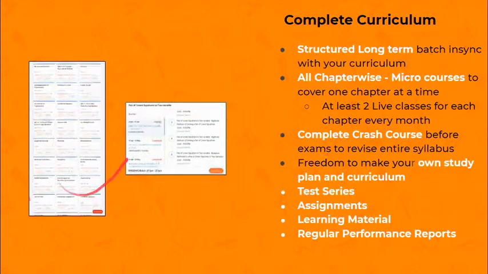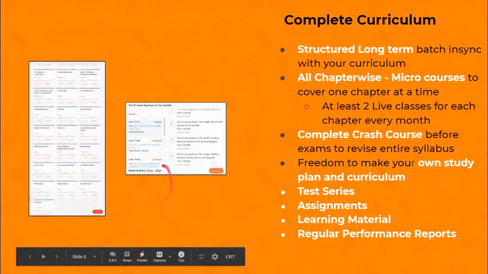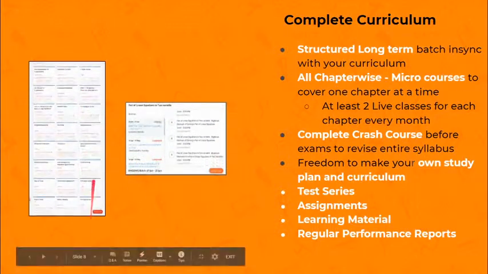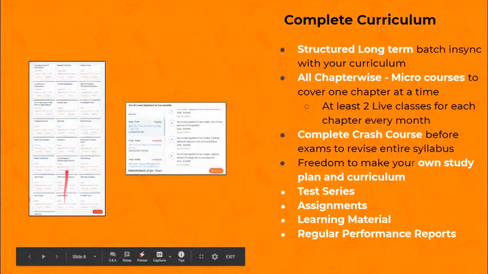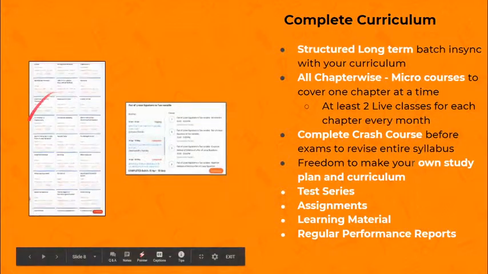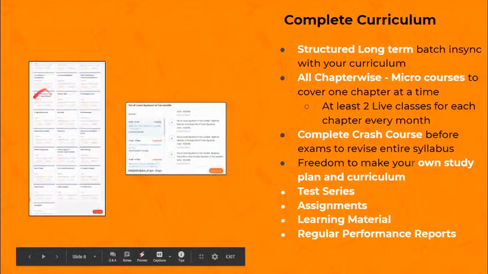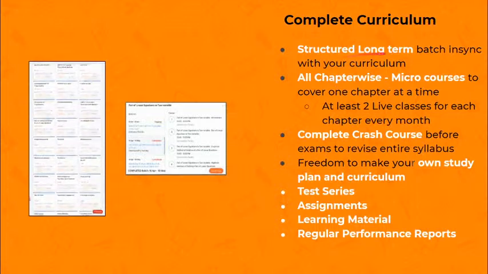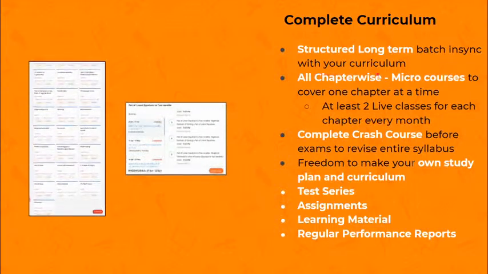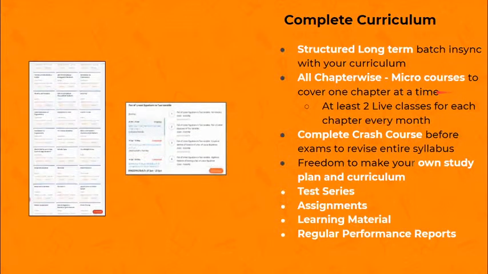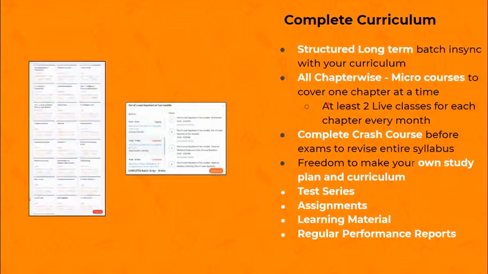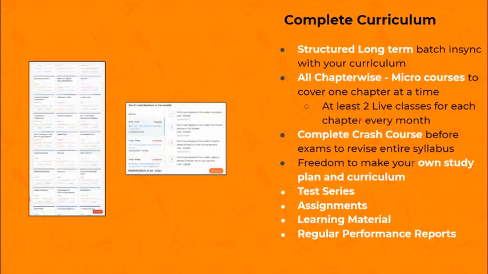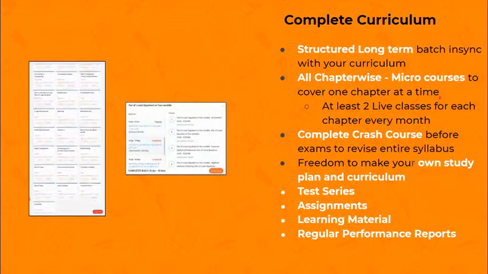Check these features here. This is how your details would look. You may not be able to read the text because it is blurred out, but this is how the layout and format look. You will be a part of structured long-term batches where the entire portion will be covered, and also there will be chapter-wise micro courses that cover one chapter at a time, in case you miss something in live lectures or in terms of portion.